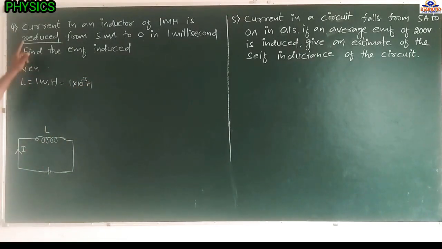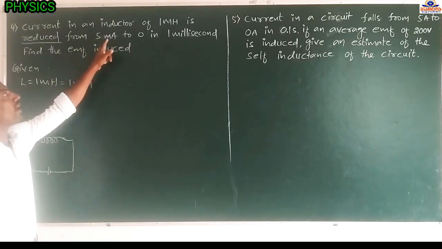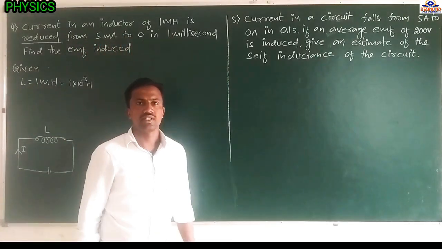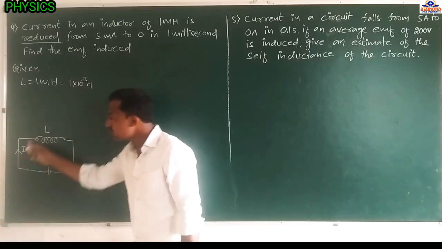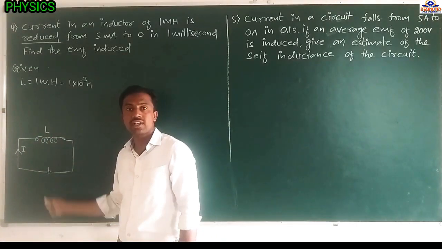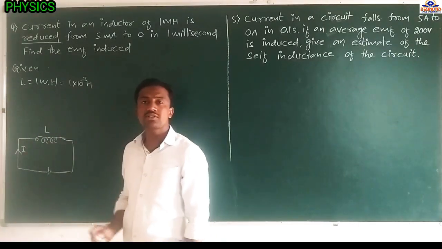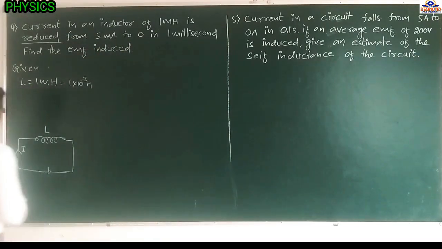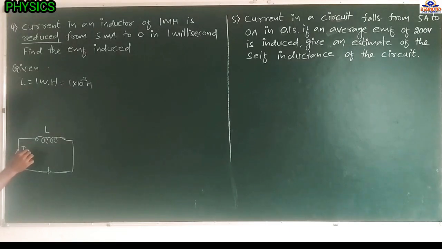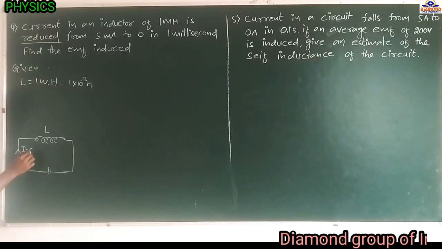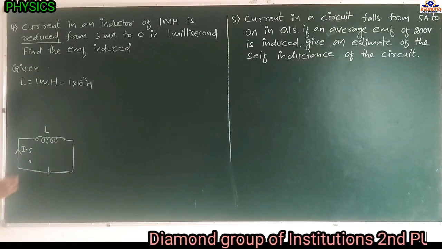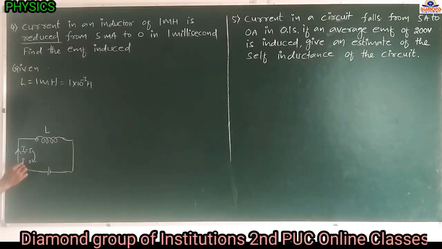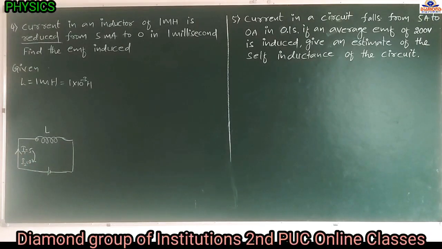The current is reduced from 5 milliampere to 0 in 1 millisecond. What is happening to the value of the current? It is decreasing in the circuit. From 5 milliampere to 0, two values are given. In the circuit, the current value decreases. First it is 5, next it becomes 0. We call the first current I1 and the next I2.